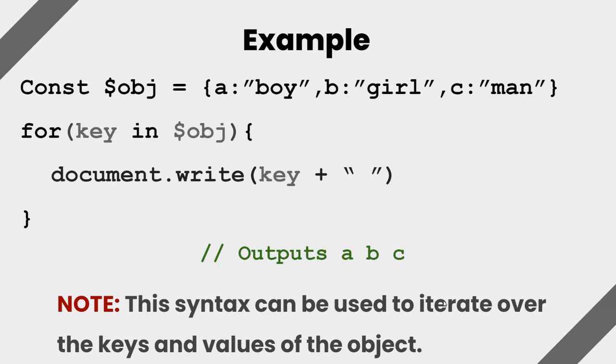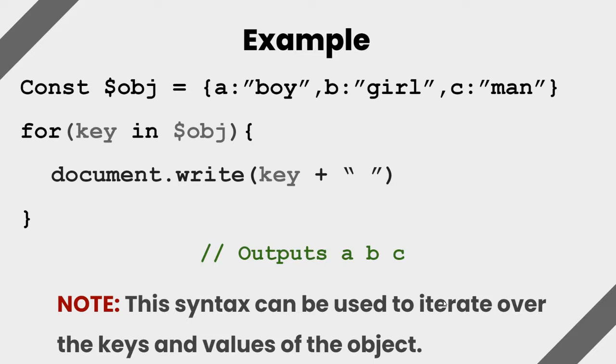We have B with the value of girl. We have C with the value of man. So this particular object has three key value pairs, and the for in loop can actually iterate over the keys of this object as well as the values itself. So you can actually iterate over any of them that you want. So in this example, we are iterating over the keys within the object.